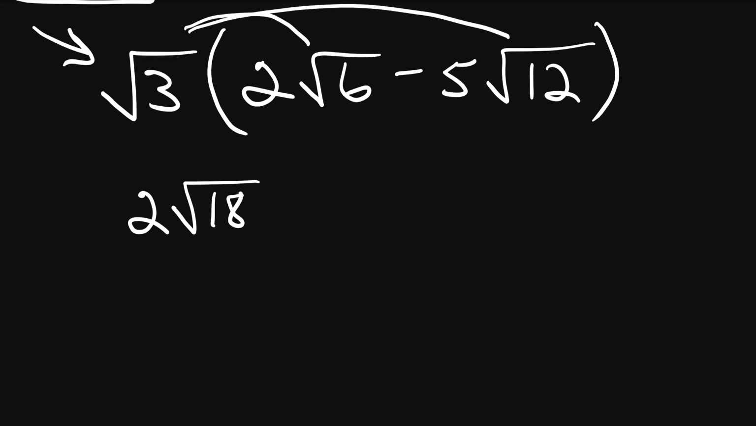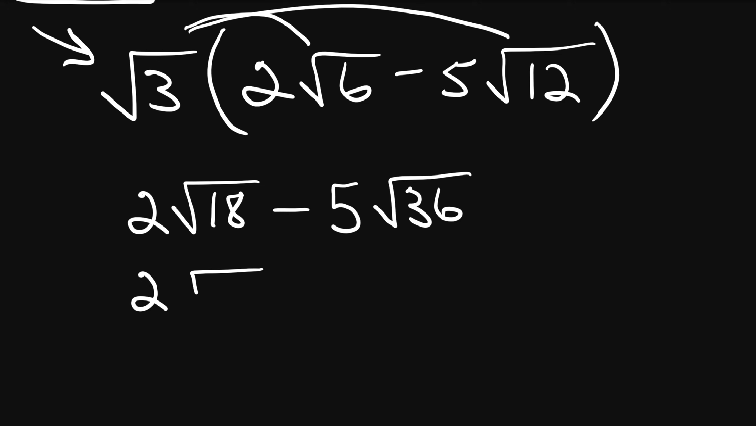And then it's going to be minus square root of 3 times 5 times the square root of 12. Well, that looks like it's going to be negative 5 square root of 36. 3 times 12 is 36. Now what I want to do is simplify both of these. All right, this is 18, so that would be 2 times the square root of 9 times 2.